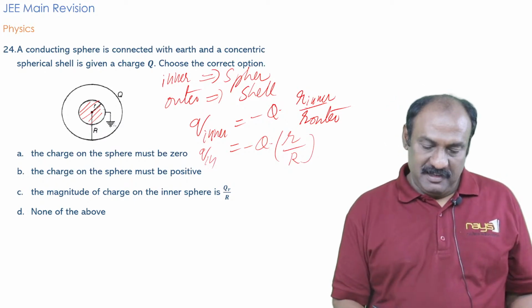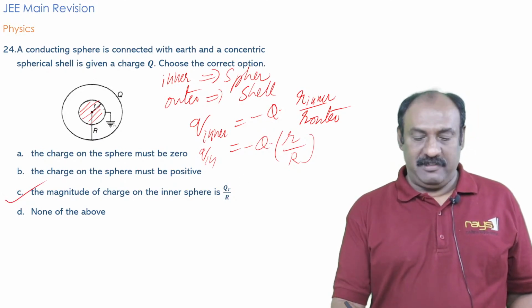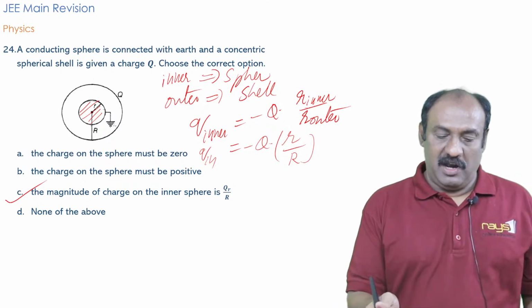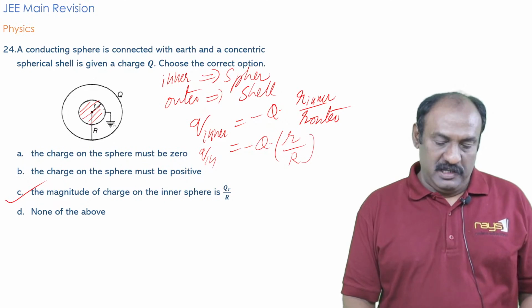Here see the options. The magnitude of the charge on the inner sphere is q into small r by capital R, which is the answer for question number 24. Already we discussed the same model question. Okay, right. For question number 24, the answer is C.